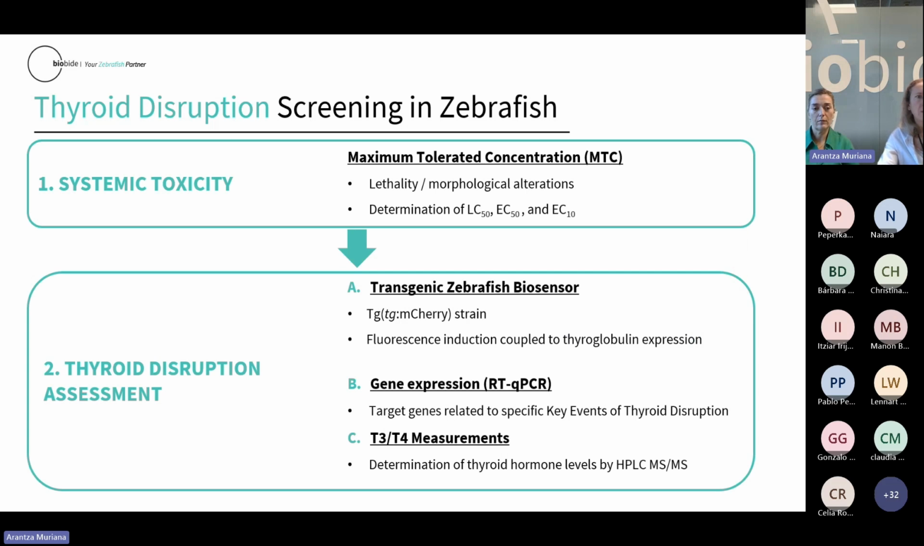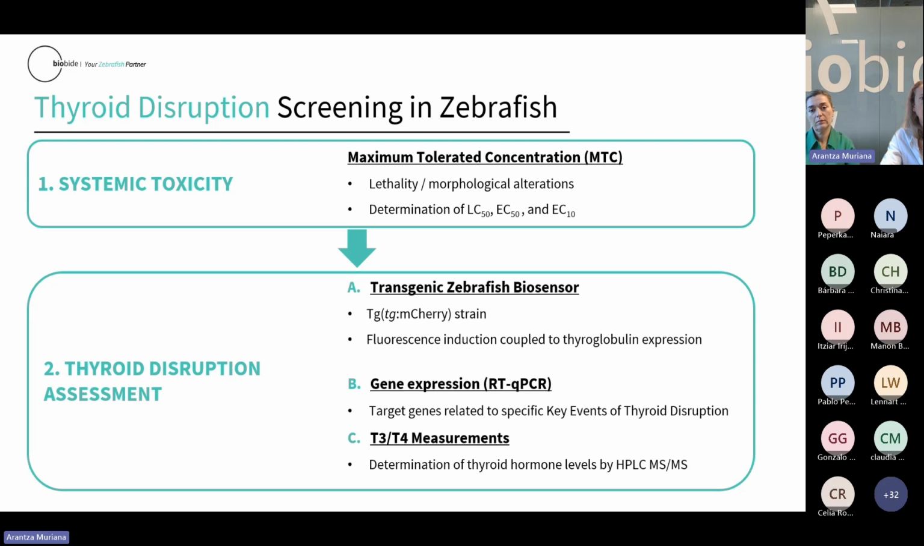So the work is divided in 2 parts. The first one involves the systemic toxicity of the reference compounds, in which by developing a maximum tolerated concentration assay, we can establish the lethality and morphological alteration of the different compounds and determine the LC50, EC50, and EC10 values in order to use these values for the second part of our work that is focused on the thyroid disruption assessment.